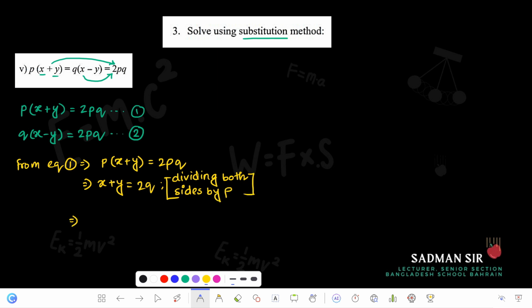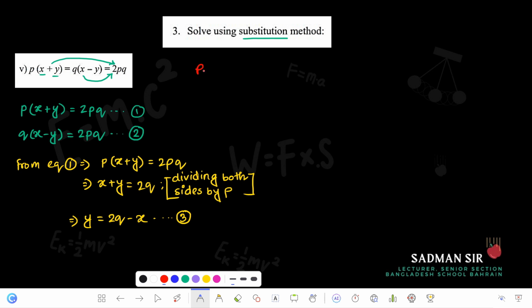And then we know that we have to develop an expression for x or y. So let us say in this case we are developing an expression for y. So x, we have to change the side, it will become 2q minus x. Okay, so that will be our equation number 3. Now this expression of y we will replace in equation number 2, because we got this expression of y from equation 1, right?